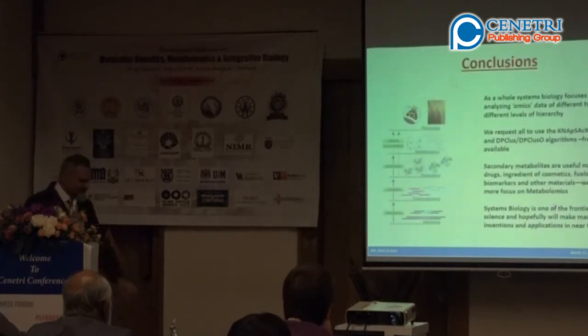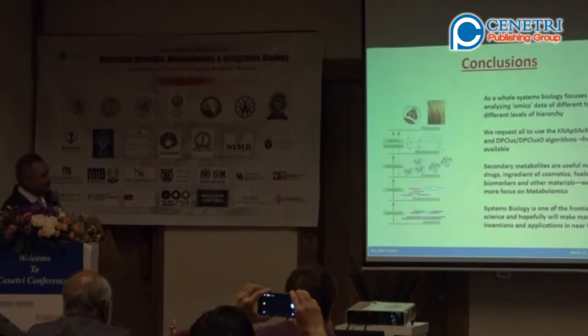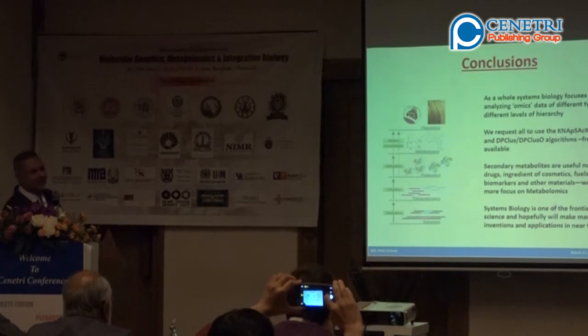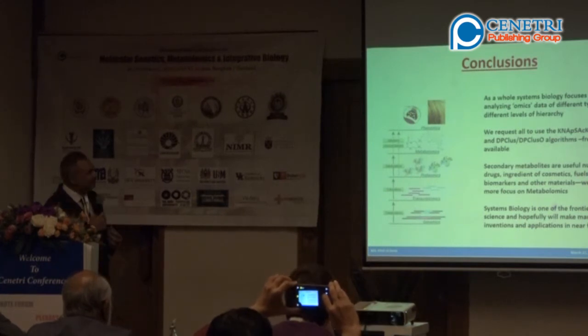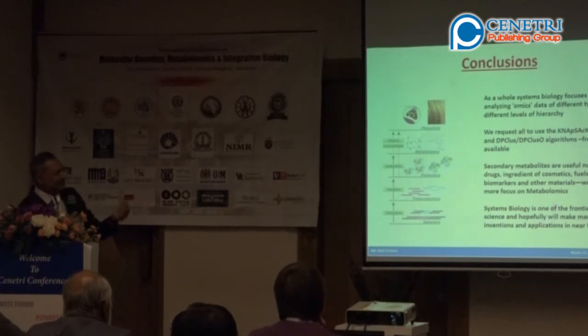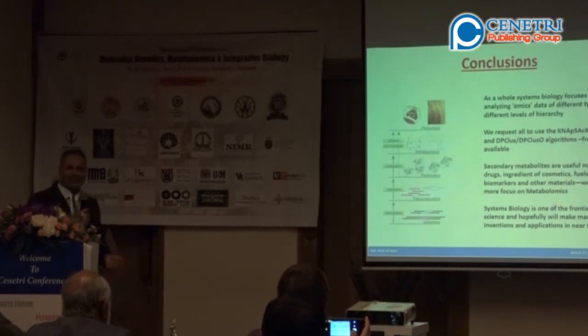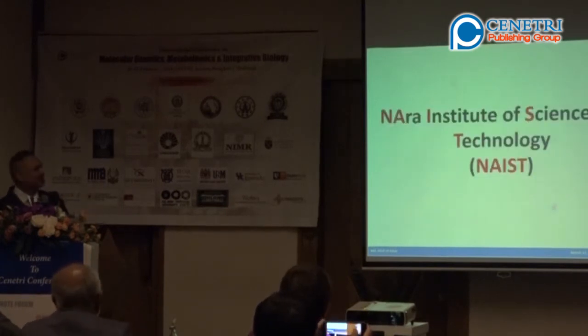So now I have come to the conclusion of my talk. As a whole, systems biology focuses on analyzing omics data of different types from different levels of hierarchy. And we request all of you to use the KNApSAcK database and the DPClus algorithm. These are freely available for your research. Secondary metabolites are useful nutrients, drugs, ingredients of cosmetics, fluids, biomarkers, and other materials. And so we need more focus on metabolomics and systems biology, the frontier topics of science, and hopefully it is making and will make many inventions and applications now and in the future. And now I want 2-3 more minutes to discuss my institute.